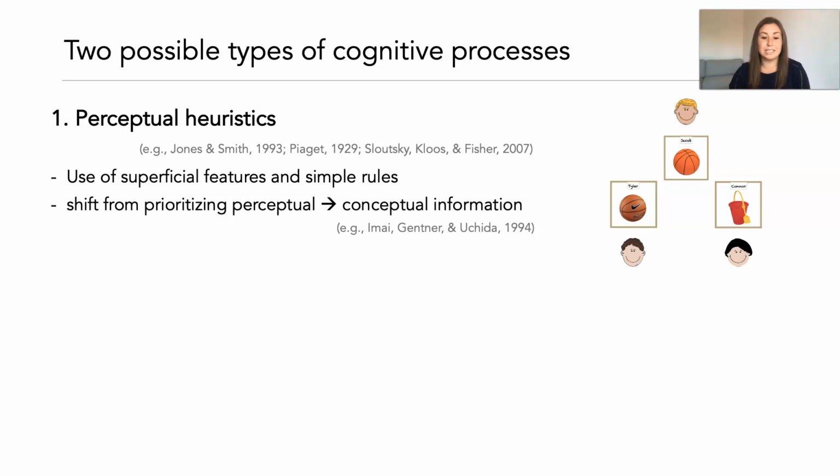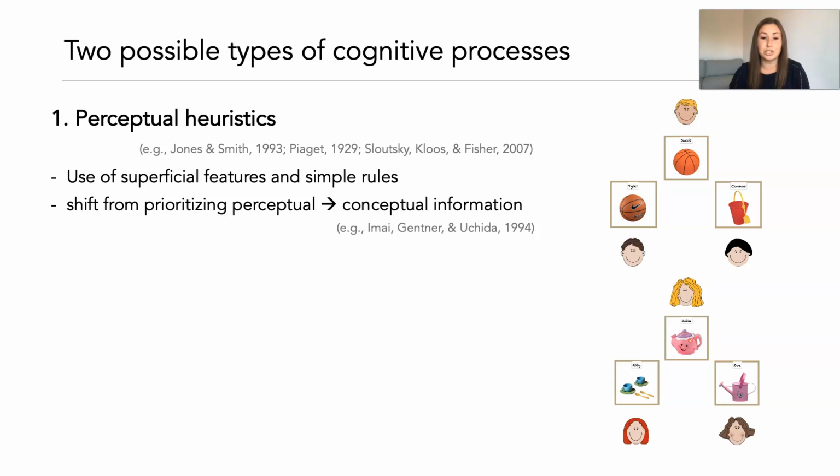However, this account would lead to specific errors, especially when objects' conceptual information is pitted against perceptual cues. For instance, when seeing this group of people, children might infer that the owners of the teapot and the watering can are more likely to have shared interests than the person with the teacups, because the teapot and watering can are perceptually more similar.